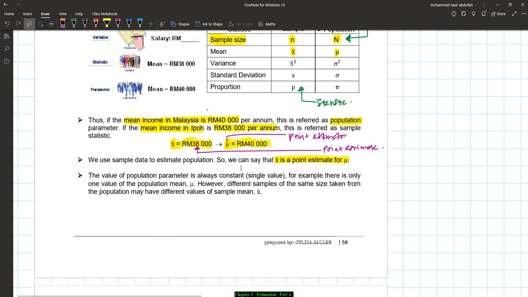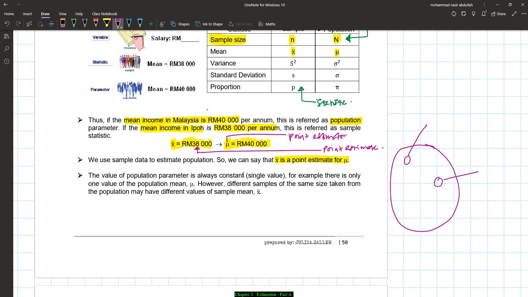So the value of a population parameter is always constant, if you are looking at a single value. If you are looking at a range, it is not always constant, it will change according to the range. So for example, there is only one value for the population mean, right? However, different samples of the same size taken from the population may have different values of the sample mean. For example, in one population, we can take many samples.